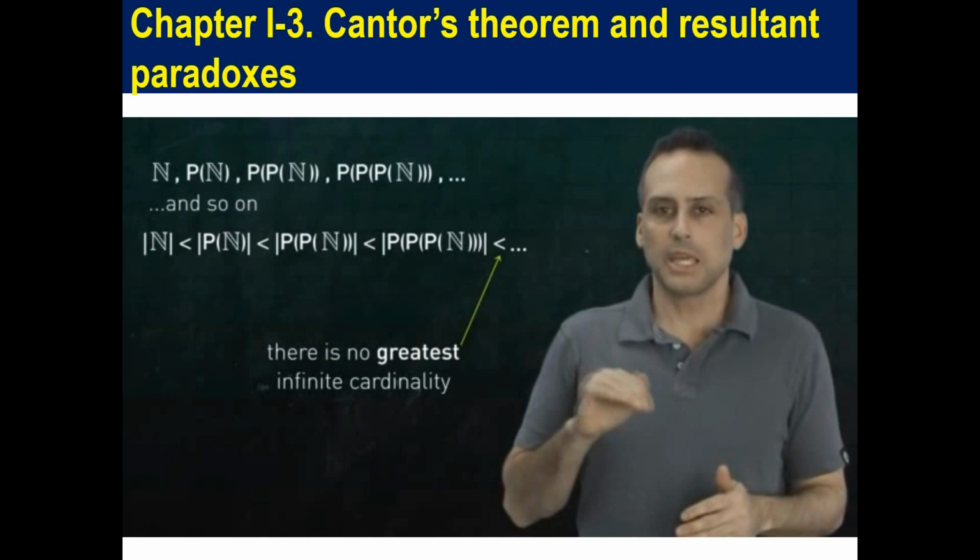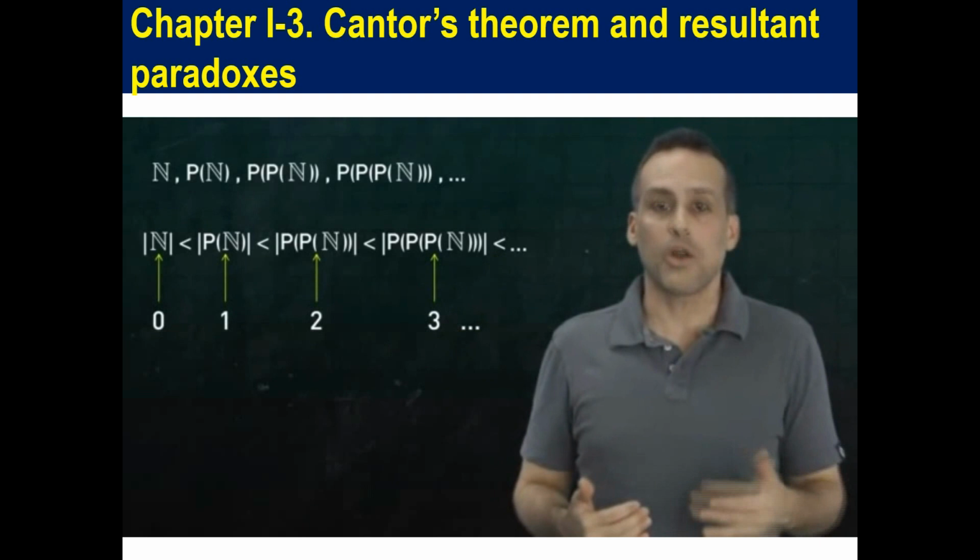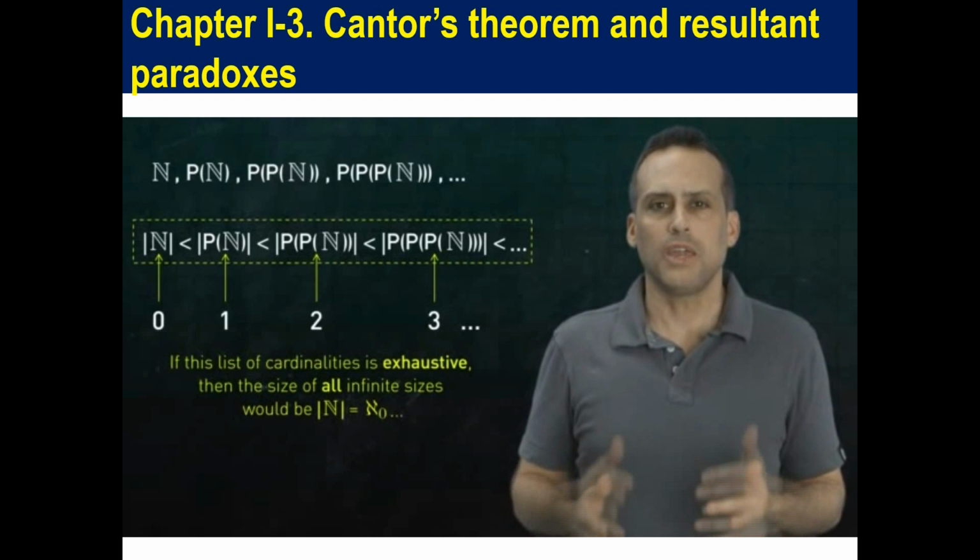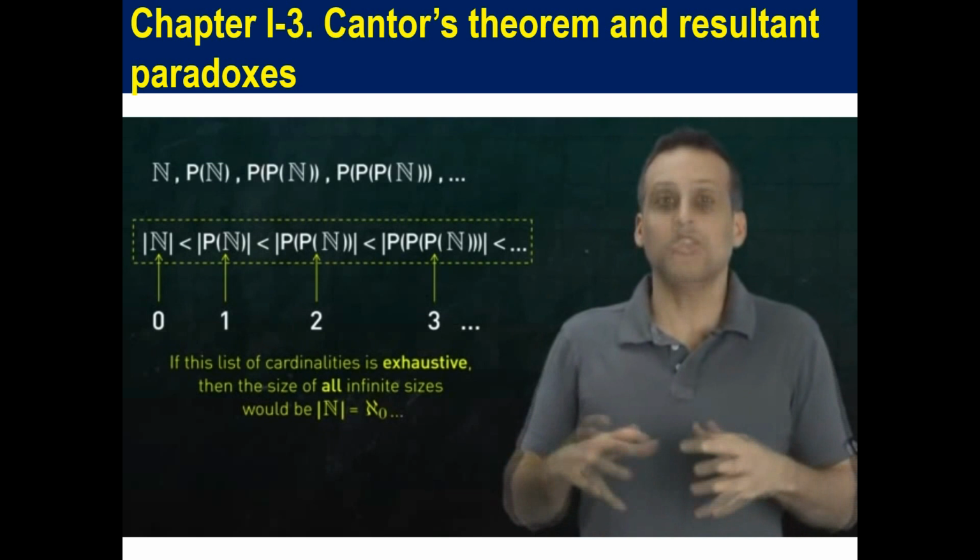It looks like you can match up this list one-to-one with the naturals, which means that the cardinality of the totality of these cardinalities of that list is just aleph naught. And that's interesting, because is this list of infinite cardinalities complete? If so, then the size of all infinities would be aleph naught. Alas, that's not the case, and here's why.